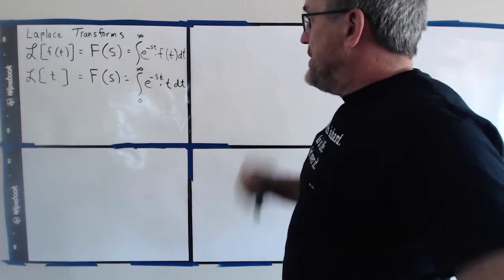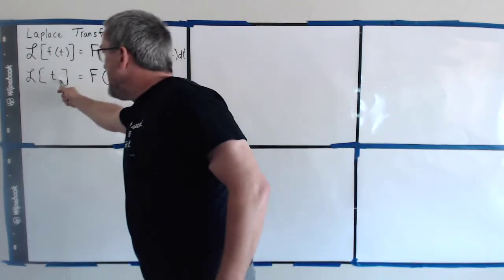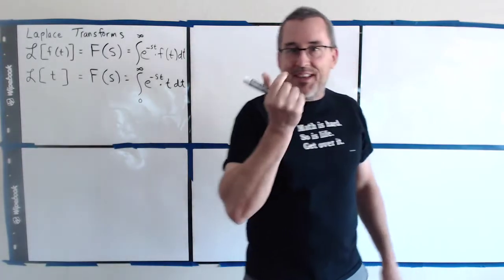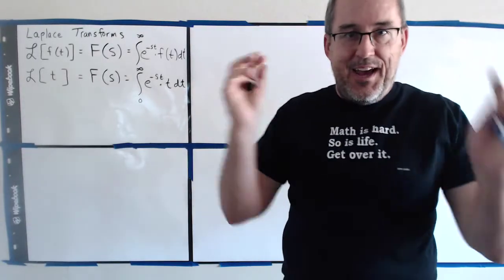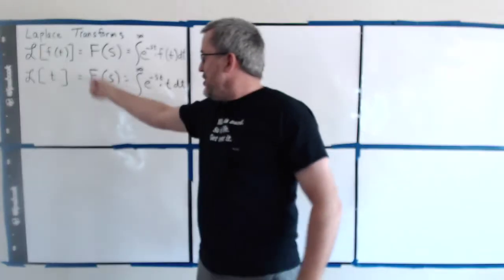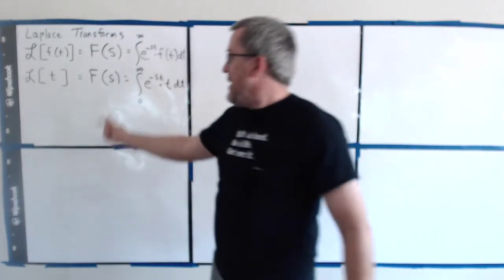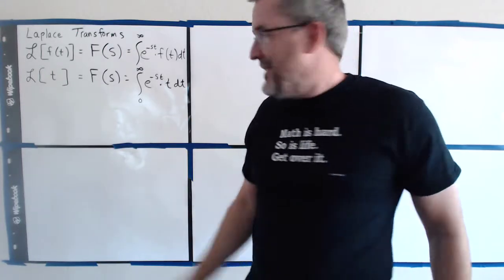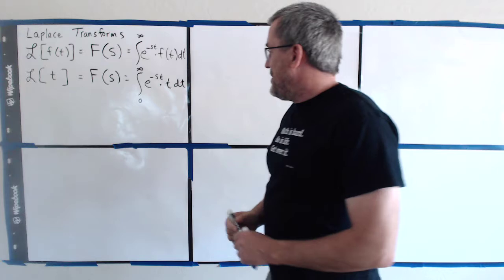How will we transform the function t? That's what we're going to do next here. Laplace transform of just a nice linear function, f of t equals t. Let's transform it to produce a new function, capital F, that will actually be a function of s. You'll see why later. Let's see what that transformation would look like.